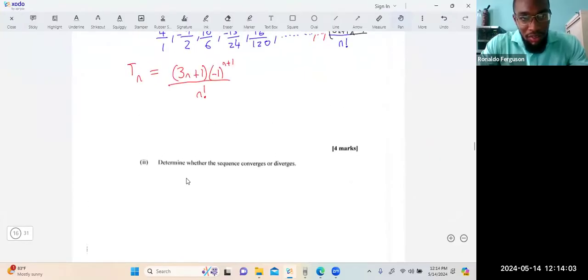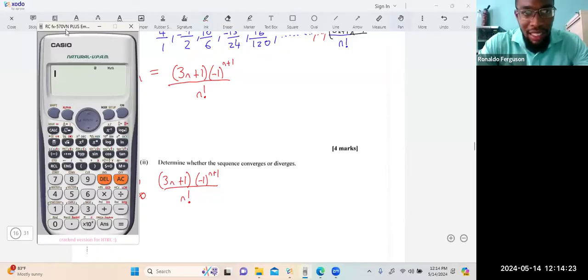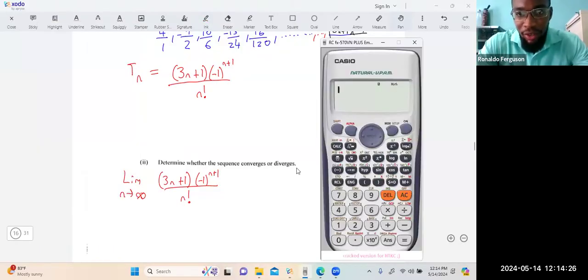So now what I'm going to do is evaluate the limit as n approaches infinity of 3n plus 1 times -1 to the n plus 1 over n factorial. So just put in n as a very big number. If the nth term is converging, then the sequence converges. So put in a number like, let's say, 1,000 times -1 raised to the 1,001 over 1,000 factorial.